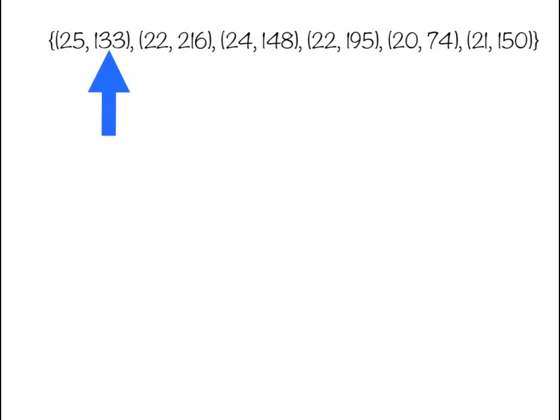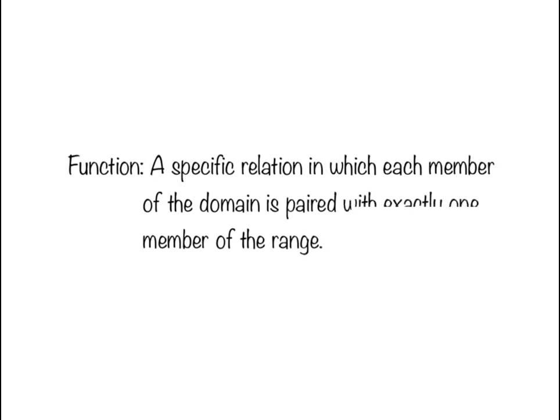Let's take a look at the second number in our ordered pair. This number is referred to as the output, or it can be referred to as the range. Now, some relations are actually functions, and that's a specific type of relation, where the first number, the input, the domain, is paired with exactly one member of the output or the range.